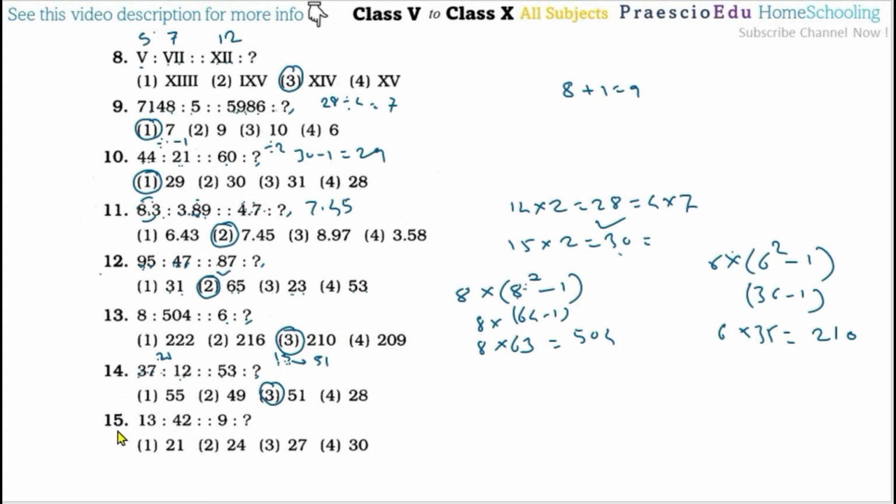Now question number 15. So 13, 42, then 9, and then question mark. So 13 multiplied by 3 is 39, then plus 3 we are getting 42. So likewise 9 multiplied by 3 is 27, plus 3 we are getting 30, and 30 is given in option number 4.